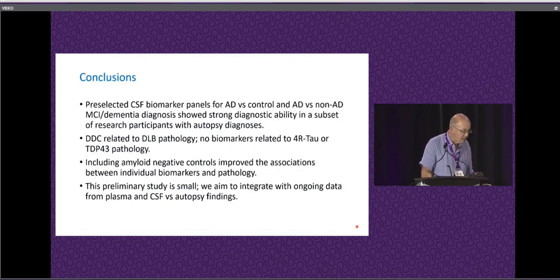The pre-selected panels seem to work even in this relatively small autopsy series. DDC relates to DLB pathology. We didn't find any particular biomarkers that related to 4R tau or to TDP43 pathology, but the numbers were small. Including the amyloid negative controls was a very helpful step, and again, trying to come up with the best controls possible will be helpful in future. And we hope to scale up.